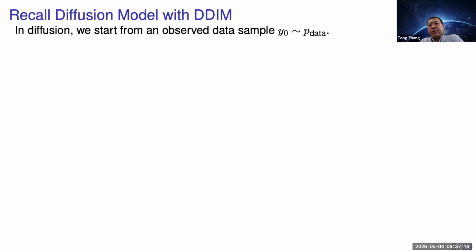Let's start with the first one, flow matching, right? We will recall from the diffusion model with DDIM. DDIM, again, there's a deterministic version, which is what we talk about. In diffusion, we start with an observed data sample. We forget about the conditioning for now, right? Conditioning can always be added, just like we saw in the last lecture.